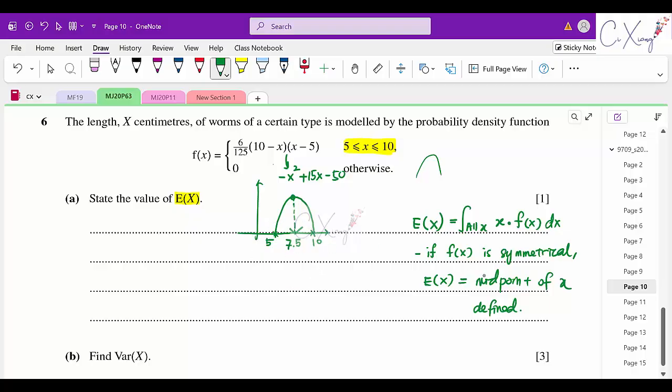And this 7.5 is the midpoint of the x defined, right? And it is also the value of the mean. Therefore, the expected value of x is basically 7.5. You no need to show the steps, but basically you need to understand or remember the particular fact here.